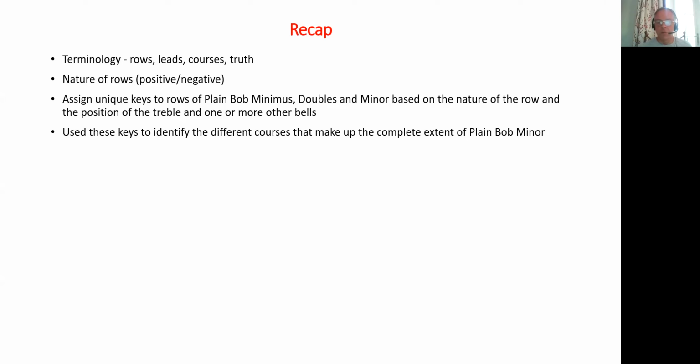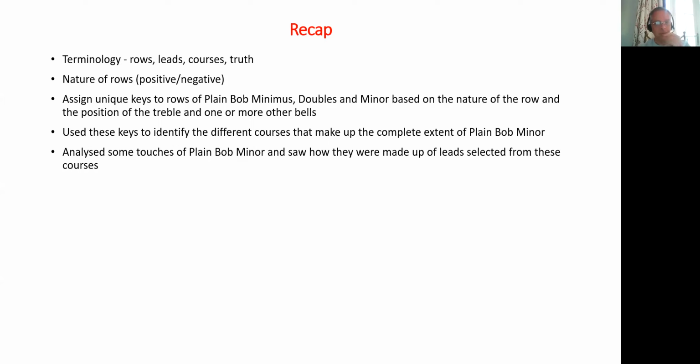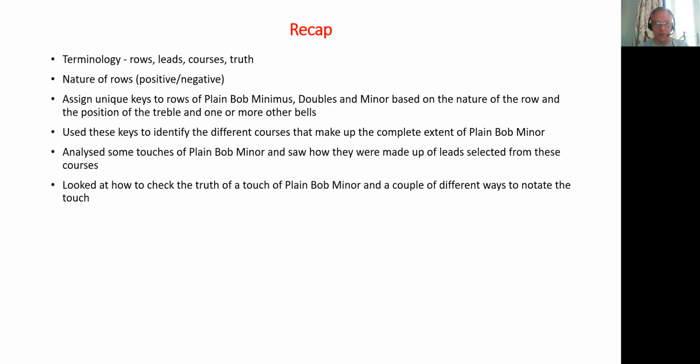So we got your 60 rows in a plain course of Bob Minor. We used that. Each one's got a unique key, and we went through the process of working out how you then derived all the other rows of Bob Minor to get to the full 720. We analysed some touches of Bob Minor to see how they were made up of the leads selected from those courses that we'd identified, and we looked at how to check the truth of a touch of Bob Minor, and then we looked at a couple of different ways of how touches tend to get annotated.